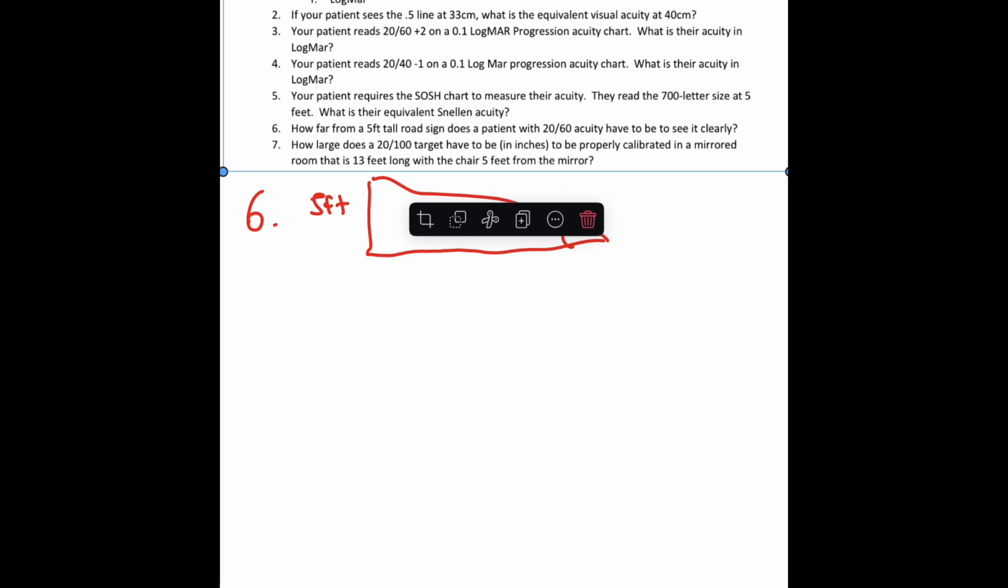So we have the size of the letter, we have the distance from the letter, and then we have the angle, which is the same thing as the acuity. So we know that the size of the letter is 5 feet, or the size of whatever we're looking at, and we know the angle because the patient is 20/60.